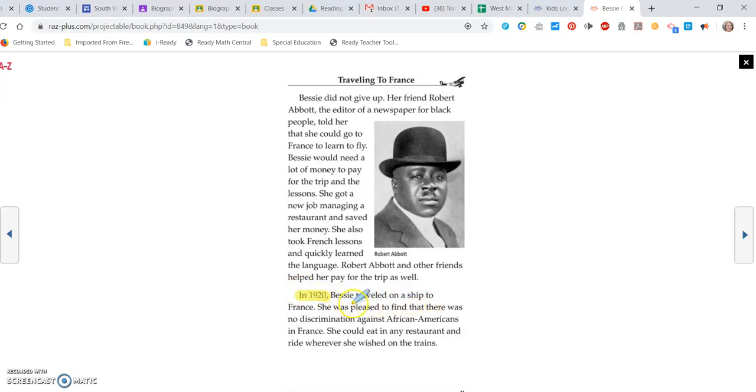She was pleased to find that there was no discrimination against African Americans in France. She could eat in any restaurant and ride wherever she wished on the trains. So unlike here in the United States, where people who are African American had to sit in certain places on the buses or sit in certain places at a restaurant and go to different schools, it wasn't like that in France.